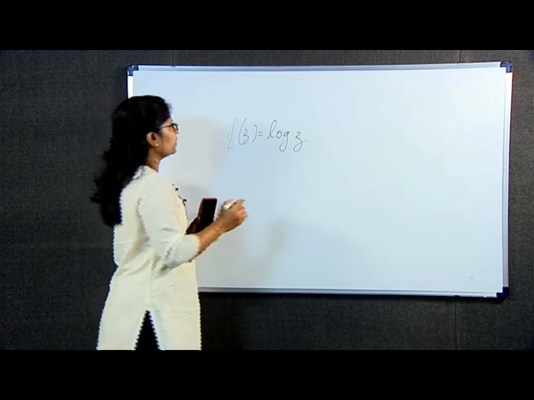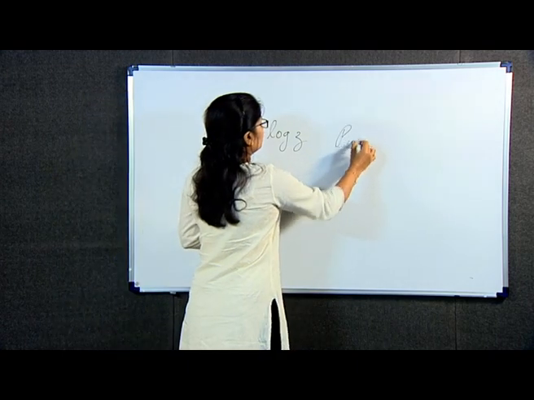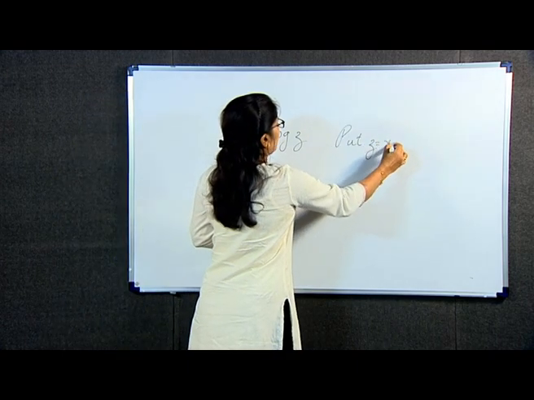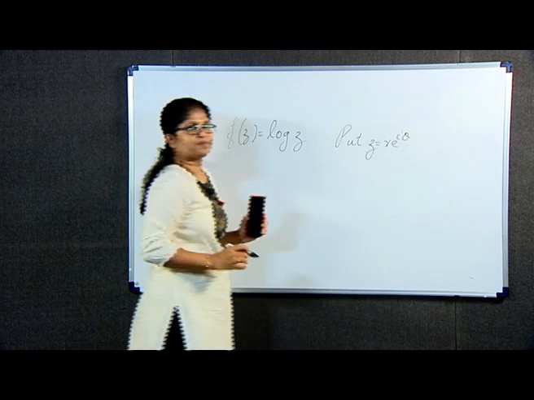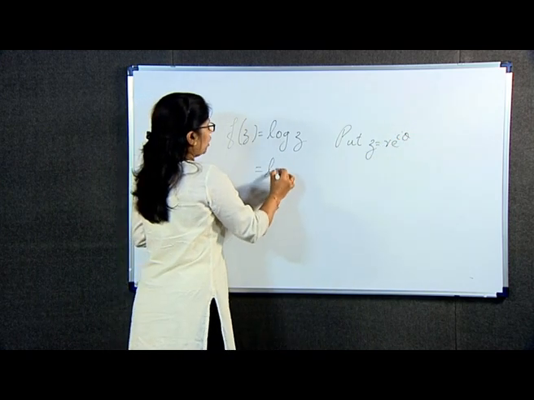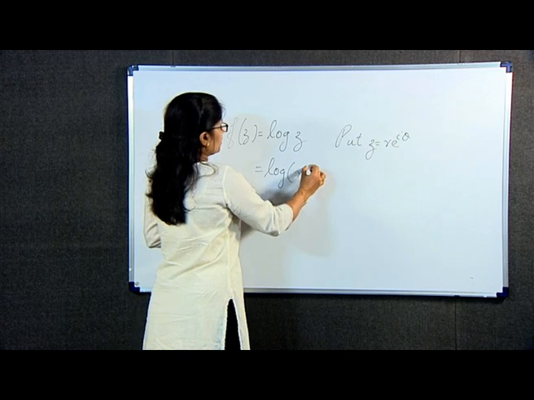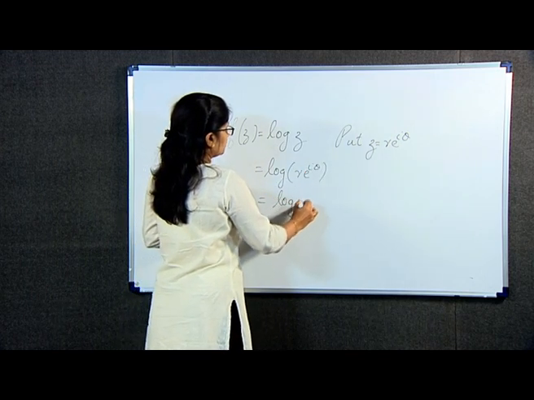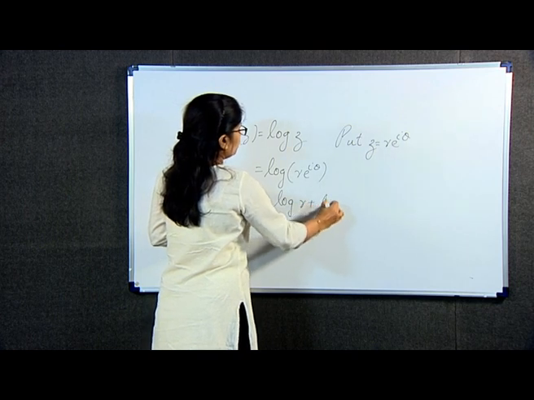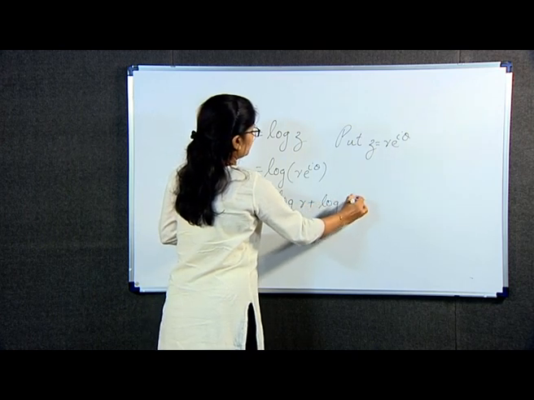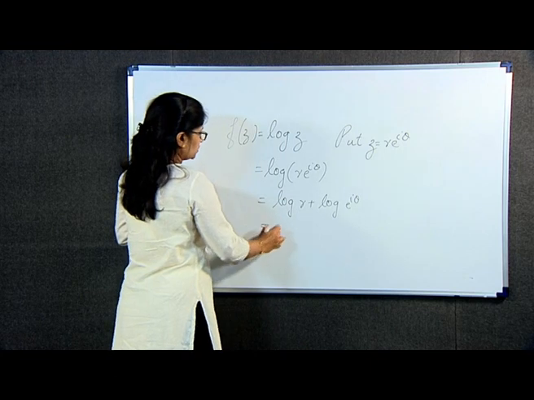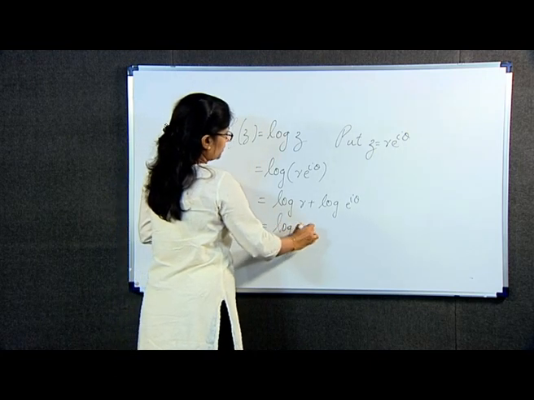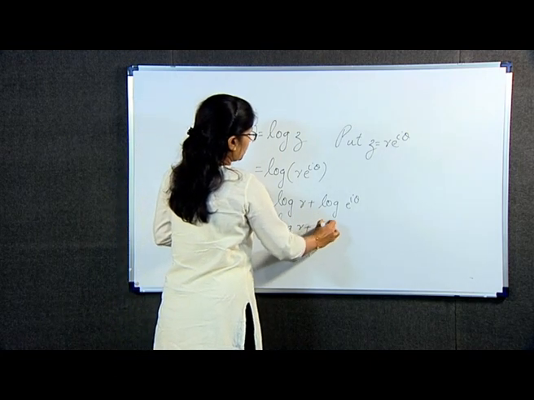So, instead what am I doing? You are substituting z equal to r e raised to i theta. So, now I get log of r e raised to i theta, which becomes log r plus log of e raised to i theta. It's a property of logs. So, log r plus it becomes i theta.